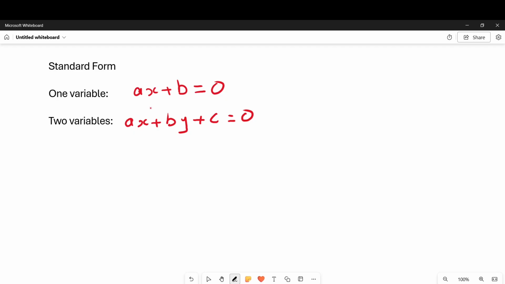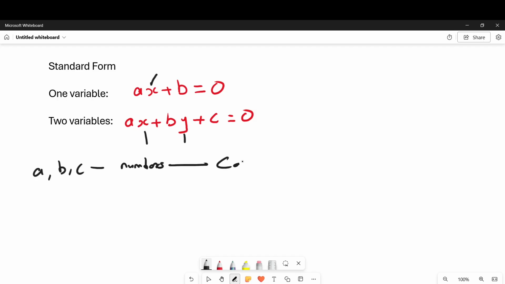A one variable linear equation has the form ax plus b is equal to 0. So here how many variables? Only one variable. And for two variables, ax plus by plus c is equal to 0. Here x and y are the variables. What are a, b and c? These are numbers, or we can call them coefficients. Here a and b are the coefficients, but c has no variable, so we call it a number. And this is the standard form of one variable and two variables.